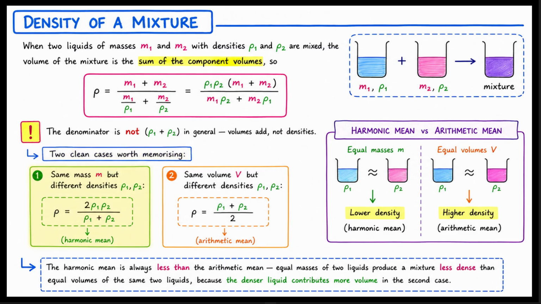If the two liquids have the same mass m, the mixture density is 2 ρ1 ρ2 over (ρ1 plus ρ2), the harmonic mean. If the two liquids have the same volume V, the mixture density is (ρ1 plus ρ2) over 2, the arithmetic mean. Compare the two. The harmonic mean is always less than the arithmetic mean. So equal masses of two liquids give a mixture less dense than equal volumes of the same two liquids. The reason is that when masses are equal, the denser liquid contributes more volume, and that extra volume dilutes the mixture.